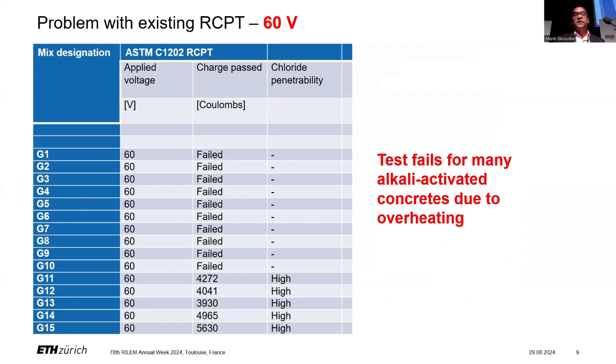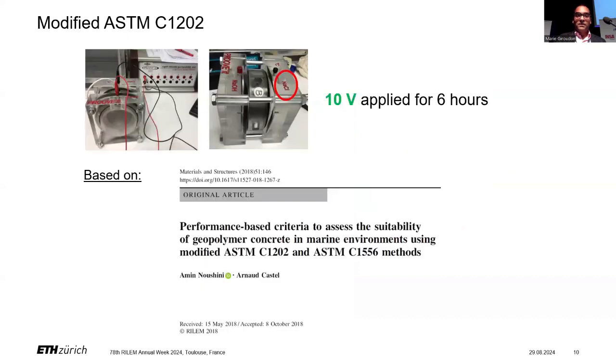The problem with the normal RCPT test when you apply 60 volts to a lot of alkali-activated materials is that these tests fail. The sample gets overheated. The ionic strength of the pore solution does not allow you to reliably measure the charge passed through the sample. So in Australia, with Anu and Noshini, they created a modified version of RCPT, or the ASTM C1202 method, where instead of using a 60 volt potential difference, what they started using was a 10 volt voltage for these particular binders.